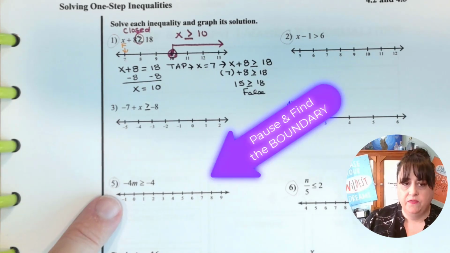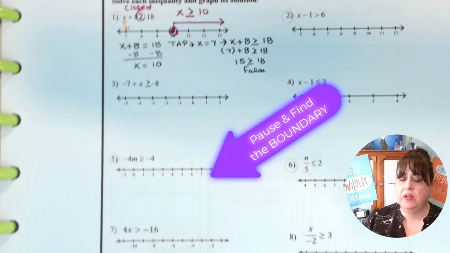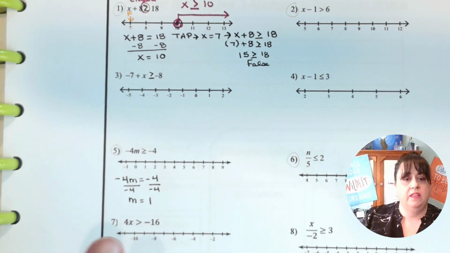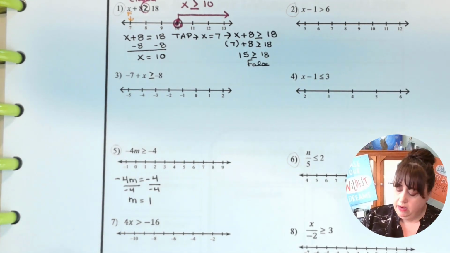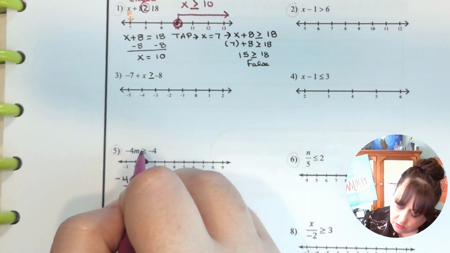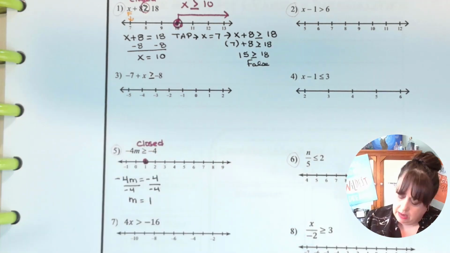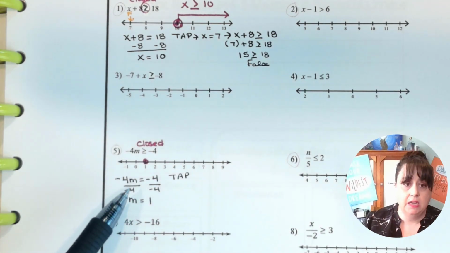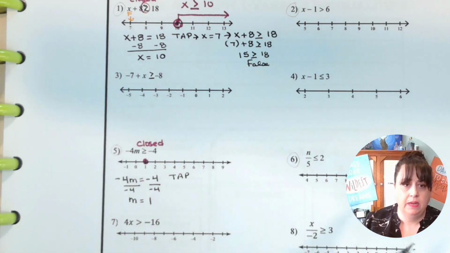Let's look at number 5. I want you to go find the boundary right now. Just go find the boundary. So you should have gotten that m was equal to 1. So that means at 1 you have a closed circle because this right here is closed. So now you need to test a point. And so long as it's not 1, I don't care what it is.